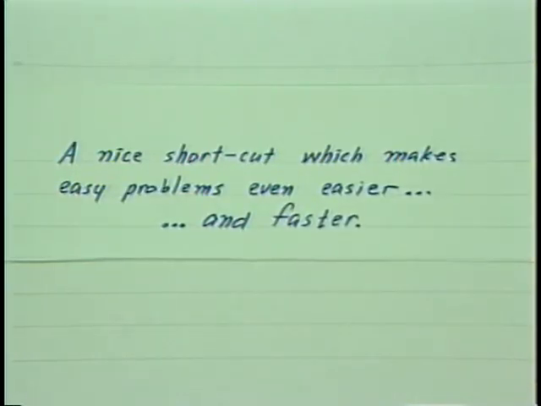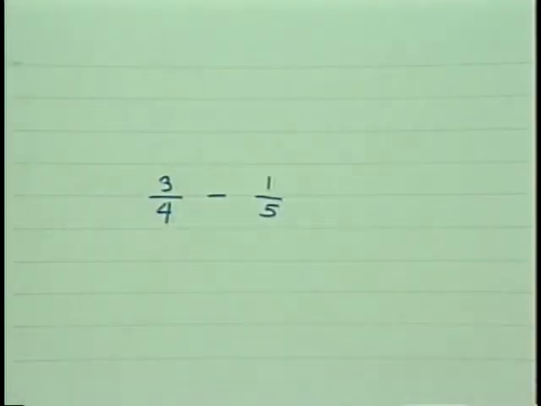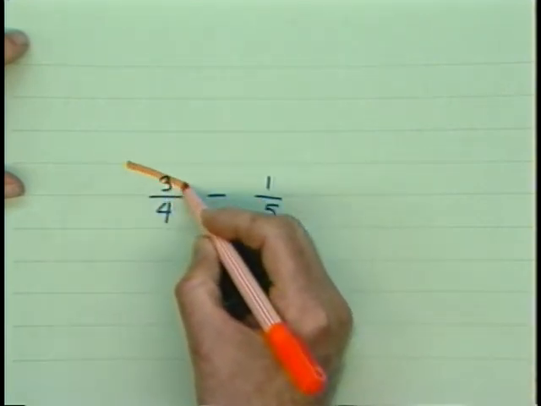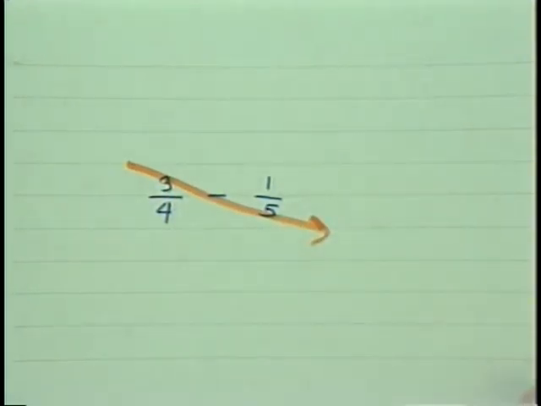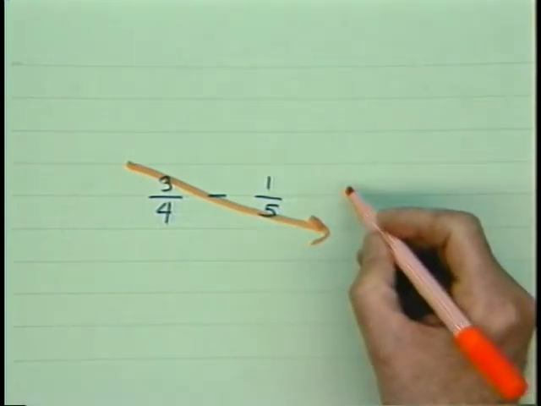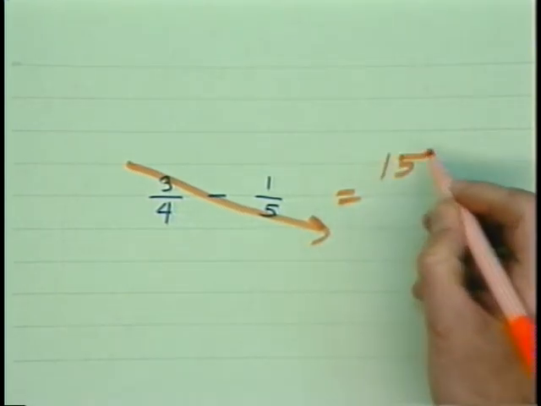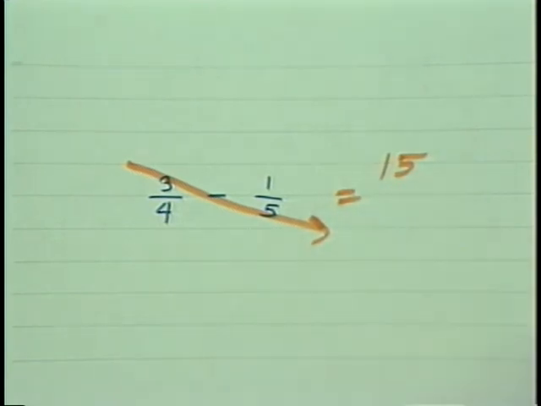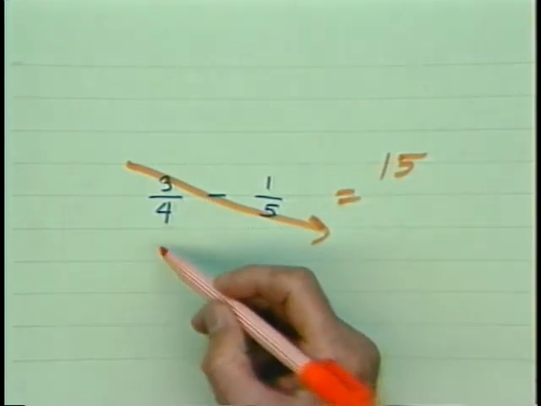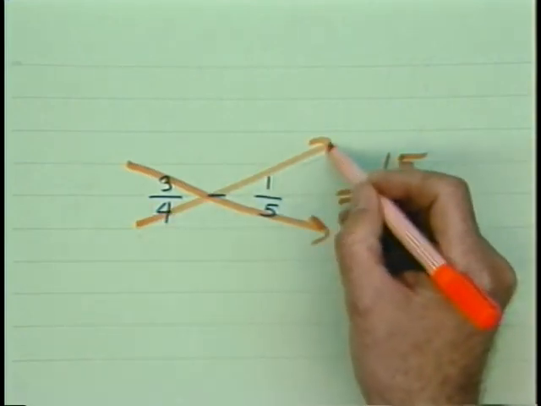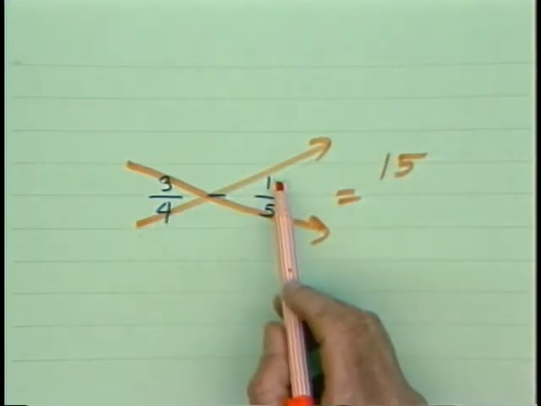Let me spend a few moments and share with you a nice shortcut which makes easy problems even easier and faster. Take the problem we just got done doing where the answer was 11/20. Look at this down diagonal and multiply those two, and you can see that that's 15. I'll write it down here, but the trick to this shortcut is not to write it down, but to remember it. Then subtract the product on the up diagonal, which is 4 times 1.